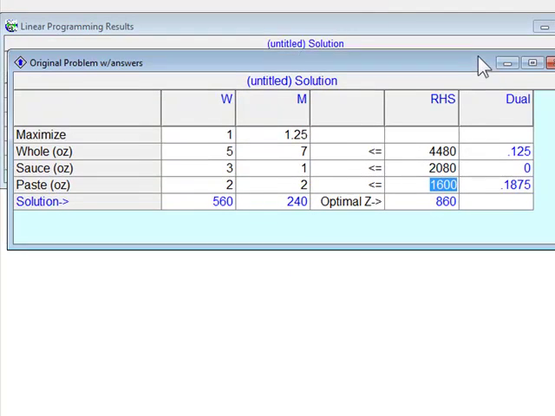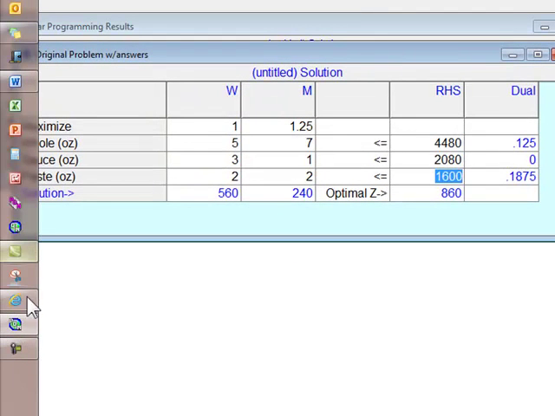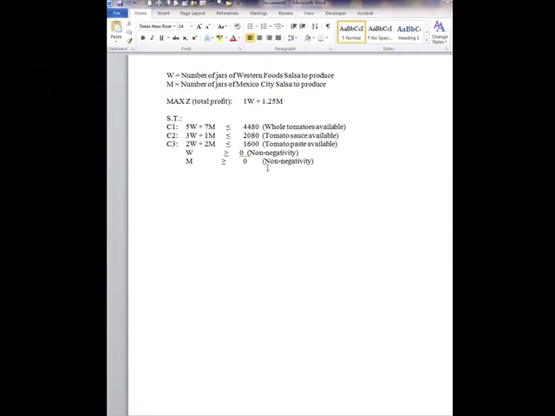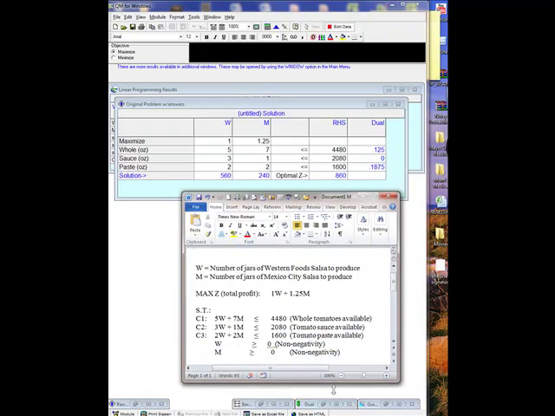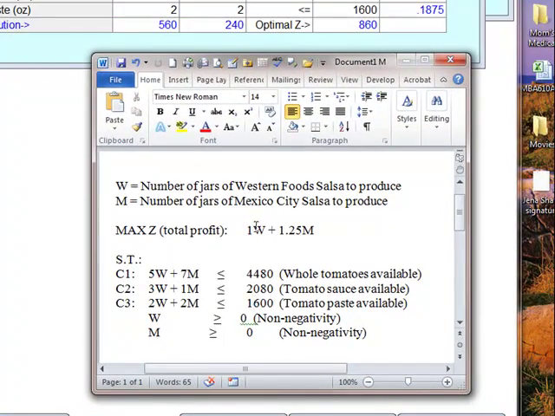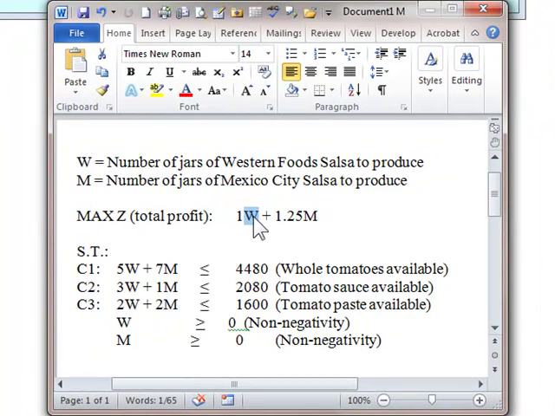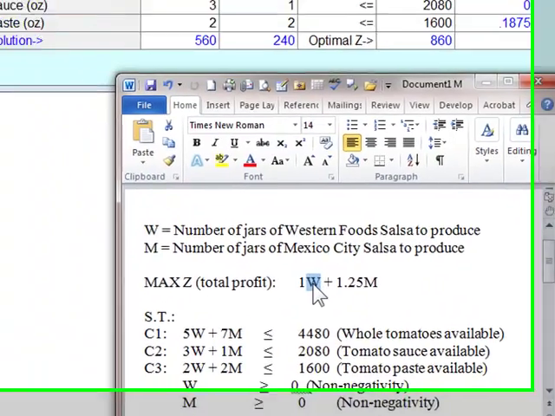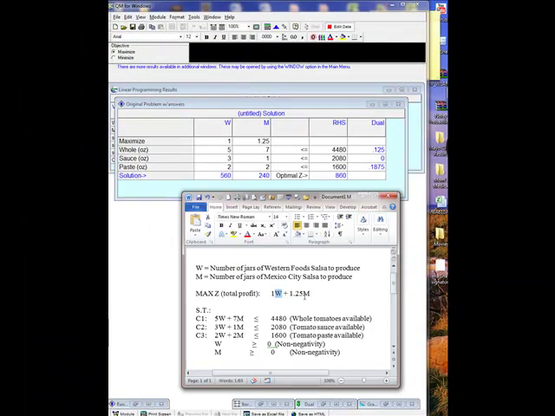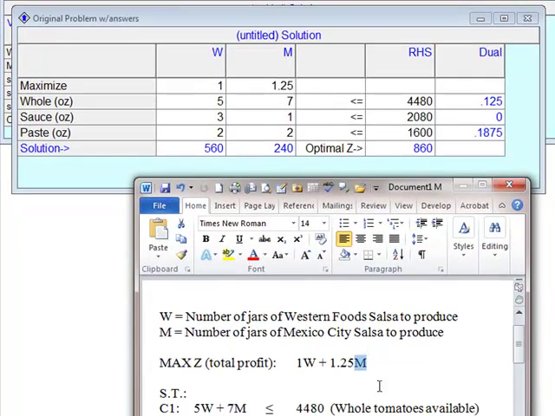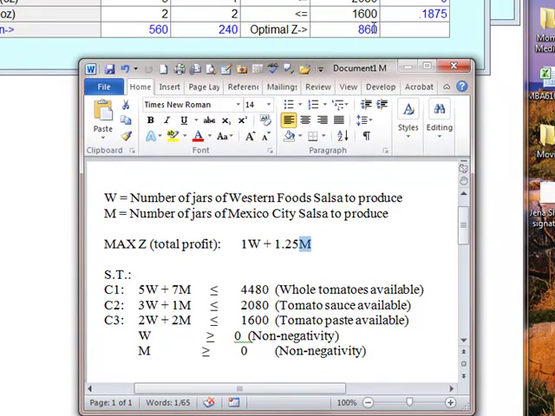You can see how that $860 is made. If you come to the profit maximization objective function, and instead of W, you plug in 560, and instead of M, you plug in 240, you will get exactly 860 as the answer, which is the $860 of profit.